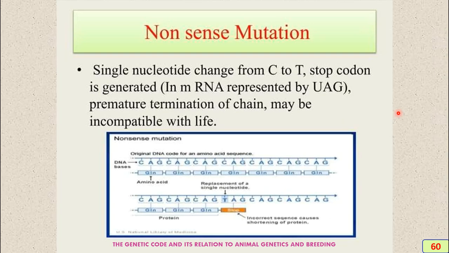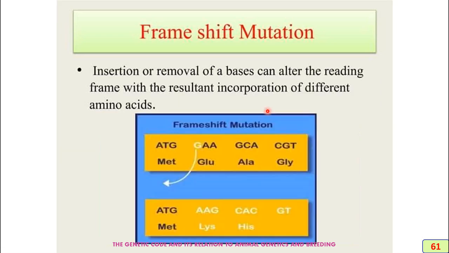Then the nonsense mutation is defined as a single nucleotide change from C to T, cytosine to thymine. A stop codon is generated in the mRNA, represented by UAG, and a premature termination of the chain may occur, leaving it incomplete, and this is called a nonsense mutation. Here examples are given in a flow chart, etc. So here replacement of a single nucleotide is occurring, and this is called a nonsense mutation.